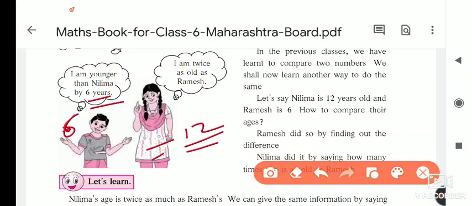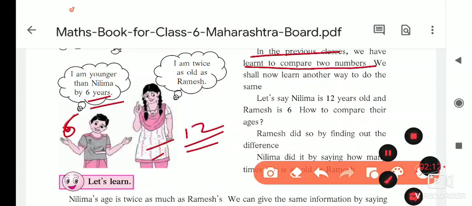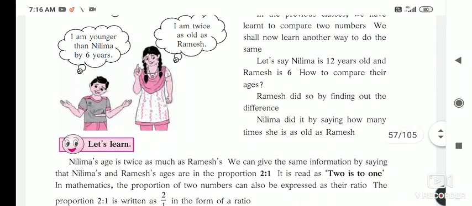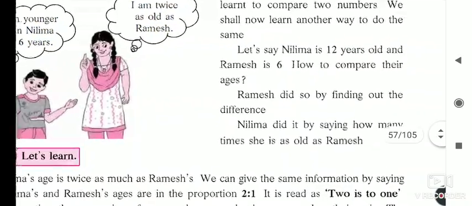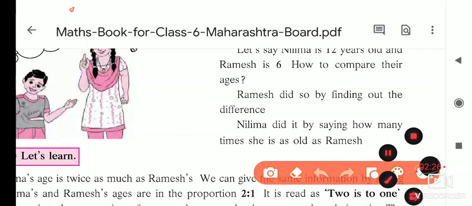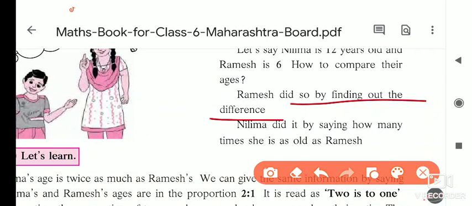Now, in the previous classes, we have learned to compare two numbers. We shall now learn another way to do the same. Okay, so that only we are going to discuss. Let's say Nilima is 12 years old and Ramesh is 6 years old. How to compare their ages? Ramesh did so by finding out the difference between them.